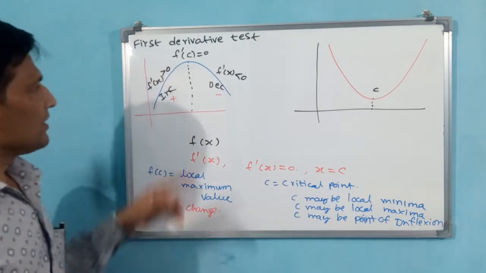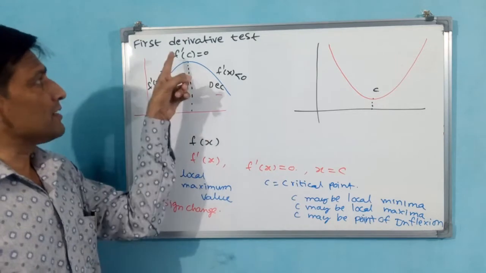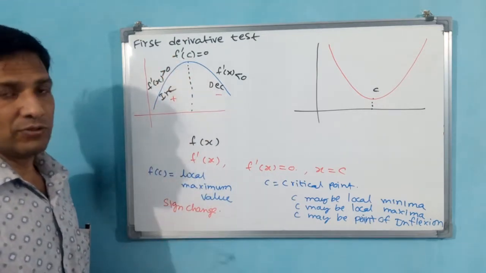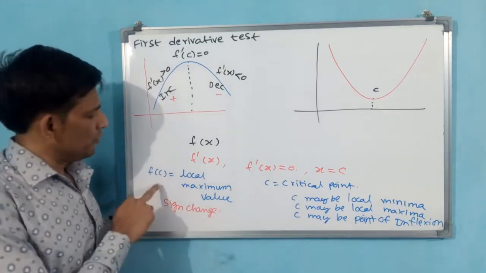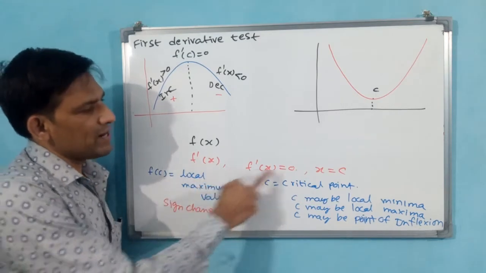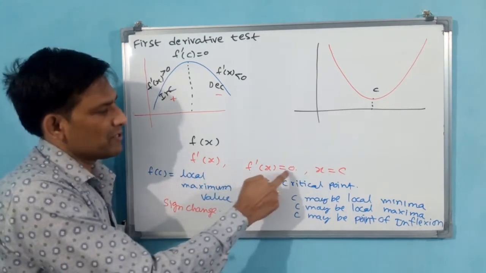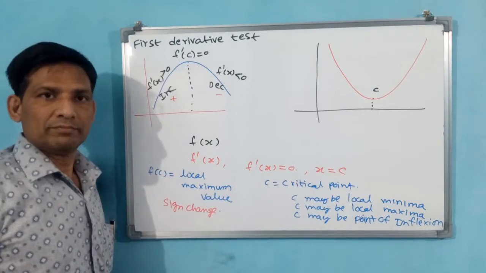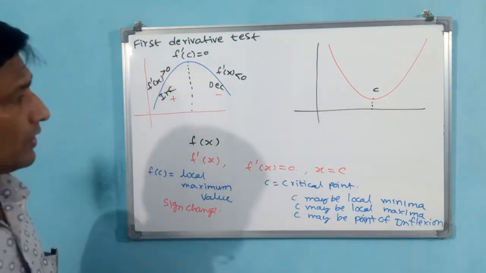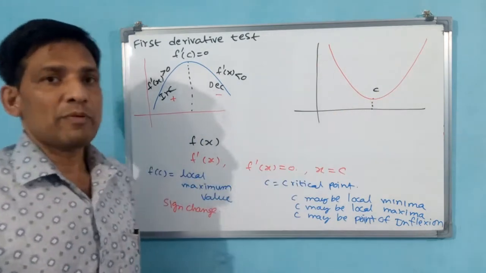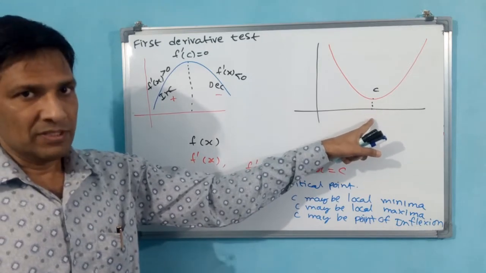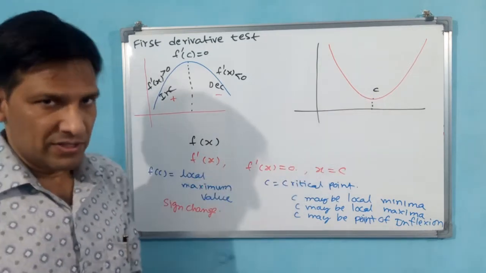See here, where the derivative changes from positive to negative, the value at that point is the local maximum value. Finally, for the value you are going to take f of c only. What is this c? c is the point we get after equating the first derivative to 0. Same thing here: by seeing it is a V shape, we can call f of c the local minimum value, and c is the local minima.